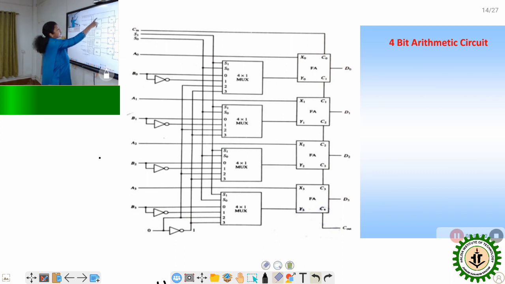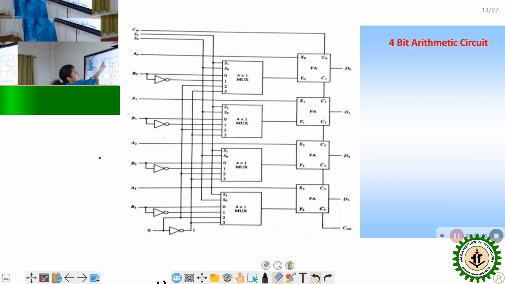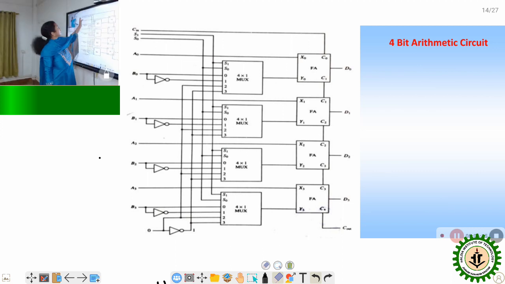And here, as we are designing a 4-bit arithmetic circuit, we have used a total of 4 1-bit full adders. And in the first full adder stage, the Cin input is applied. Cin is initially applied here.